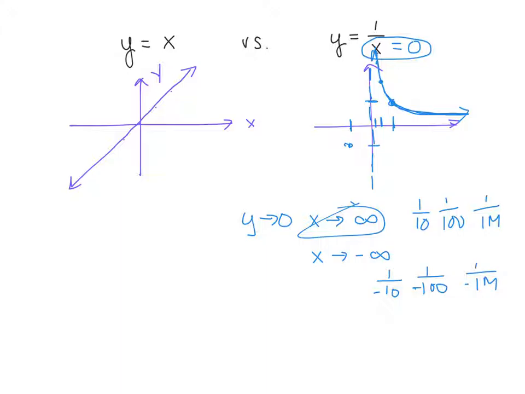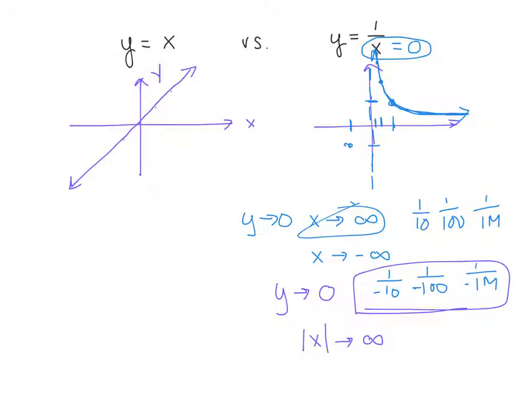So again, we can say as the x value gets smaller and smaller, the y values are again approaching 0. In both cases, we can summarize it as the absolute value of x going to infinity. As x goes to positive infinity and x goes to negative infinity, in both cases the y values are approaching 0. So that's where the horizontal asymptote is on this function.